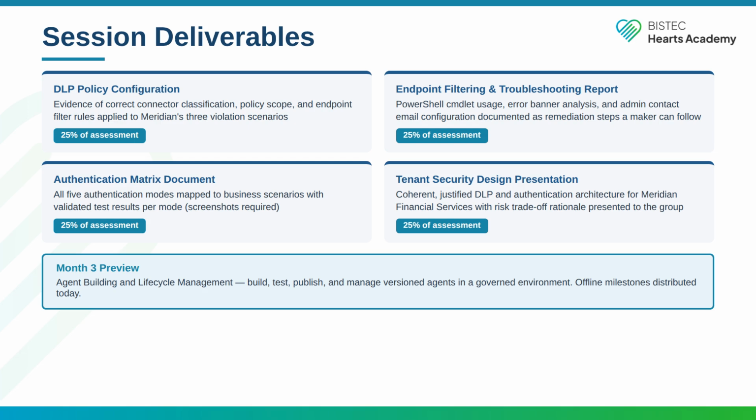Month 3 is agent building and lifecycle management. The governance controls you put in place today are the enforcement layer that shapes what makers can build in Month 3. Offline milestones are distributed at the close of this session to establish the pre-work for Month 3.